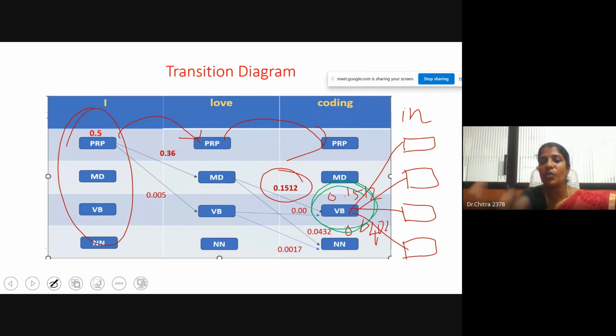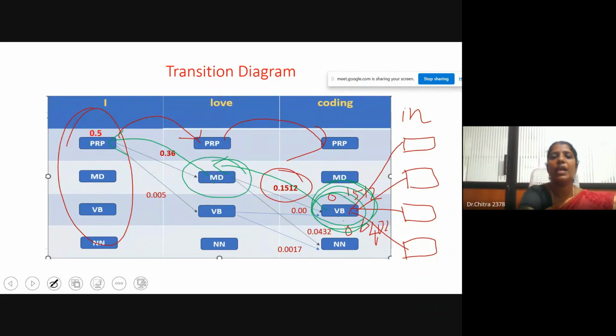This is the Markov chain model: the probability of the first one, then the second, then the third. Finally, you backtrack. The probability for MD to VB is high, so backtrack the node and go here. This probability is high. Again backtrack; from here to here only one path is there, so this is the path. So the final node selected is VB. When you backtrack, the intermediate node selected is MD, and backtracking again, the initial node selected is PRP.